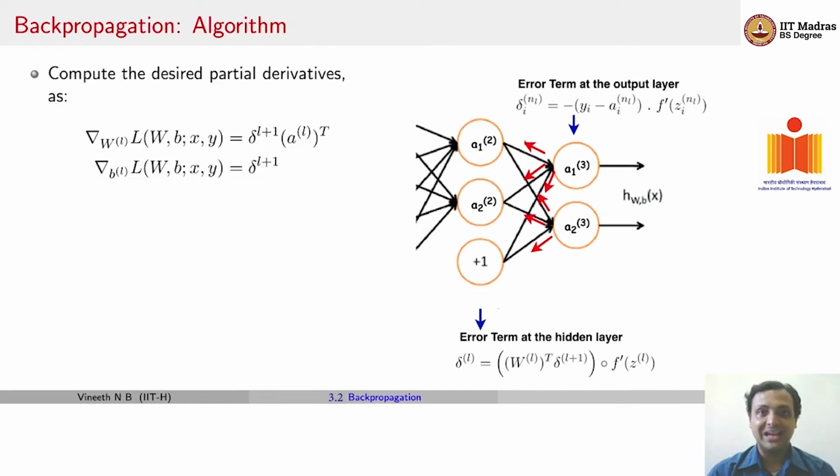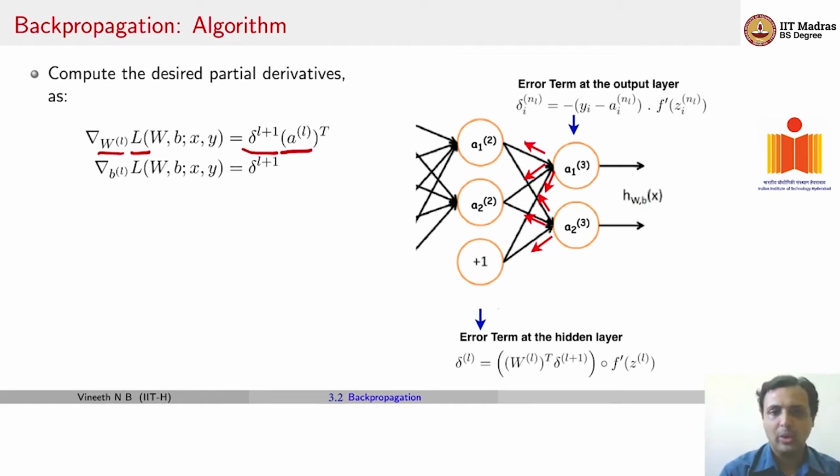Having computed these deltas for different layers, remember delta is the contribution of every node to the error. We are now going to use those deltas to find the partial derivatives of the loss with respect to every weight in the neural network. How do we do it? Very simple now. The gradient of the loss with respect to every weight in any layer L is simply given by taking delta^{L+1}, the contribution of the error term in the next layer, and multiplying it by the activation of the Lth layer.